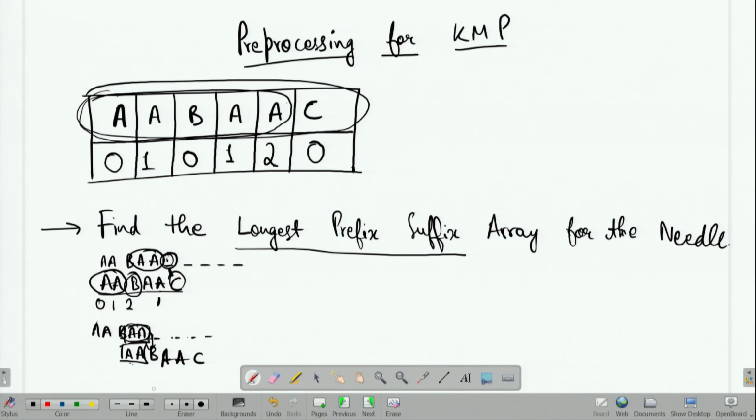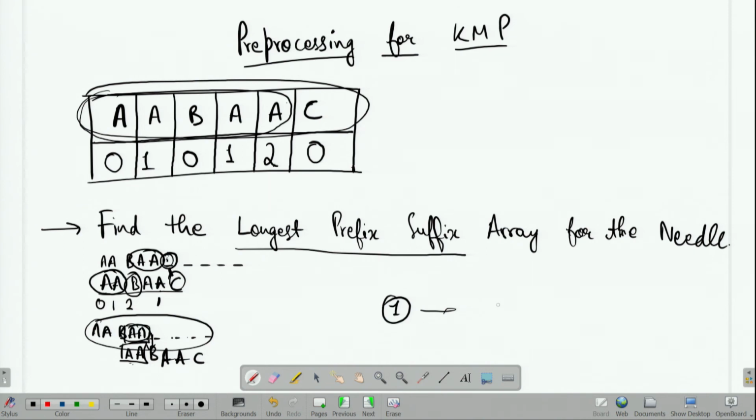This has saved a lot of time for us because we just have to examine each character in this haystack only once, contrary to the case in the naive string searching algorithm where we could be forced to move the needle by just one position and start all over again.